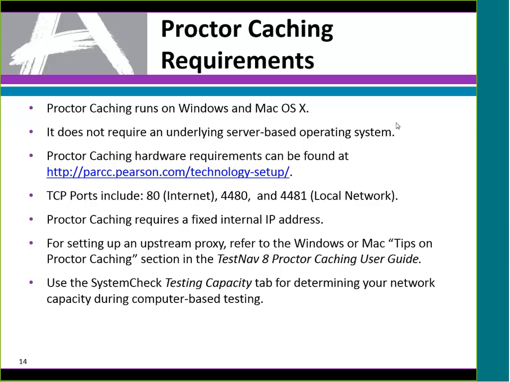Some more of the requirements can be found at the link there. It's that technology setup page that we were at earlier. We already talked about the ports to whitelist, but we mentioned it again there. So 4480 and 4481 primarily for Proctor Caching. It also requires a static IP address. So don't set the Proctor Caching machine up with DHCP. It might change if it gets rebooted or something like that. In the middle of testing, it might cause a lot of issues for you. So it would be best to set it up with a static IP address.